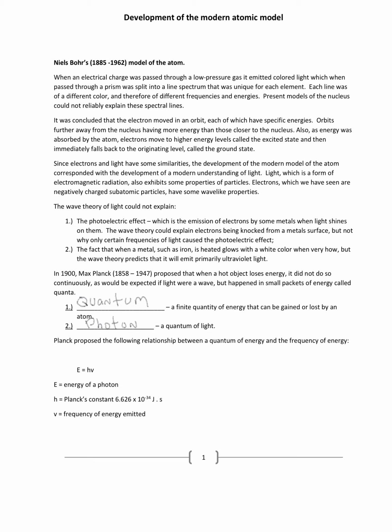In 1900, Max Planck proposed that when a hot object loses energy, it does not do so continuously, as would be expected if light were a wave, but in small packets of energy called quanta. A quantum is a finite quantity of energy that can be gained or lost by an atom, and a photon is a quantum of light. So Planck proposed the following relationship between a quantum of energy and the frequency of energy.